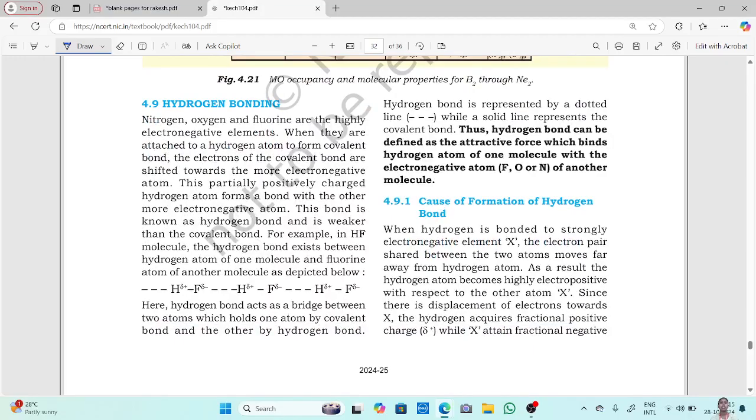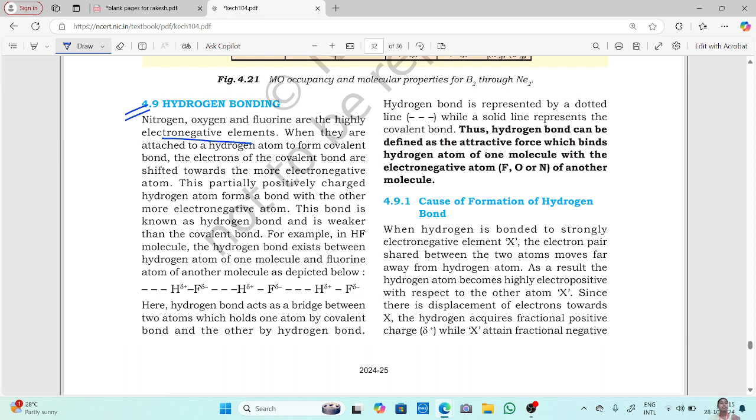Now, next is hydrogen bonding. What is hydrogen bonding? Nitrogen, oxygen and fluorine are highly electronegative elements, as you know. When they are attached to a hydrogen atom to form a covalent bond, the electrons of the covalent bond are shifted towards the more electronegative atom. Now this partially positively charged hydrogen atom forms a bond with another electronegative atom.